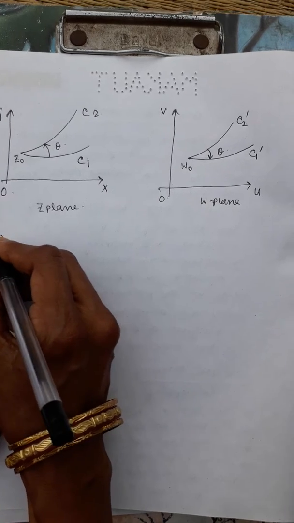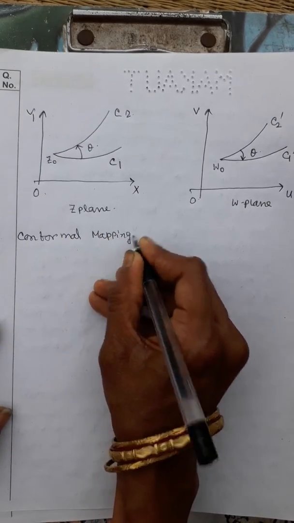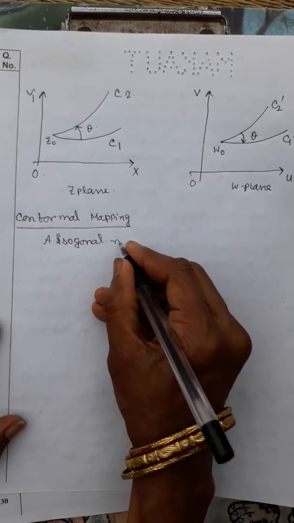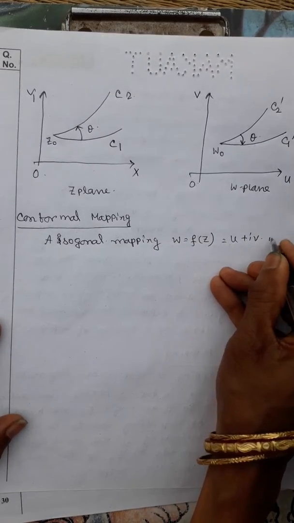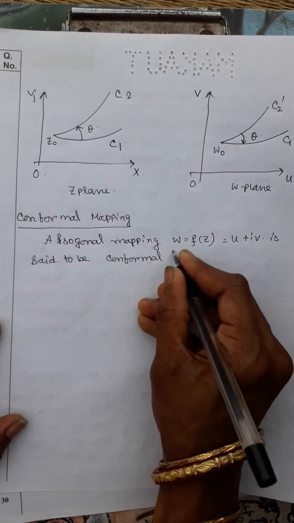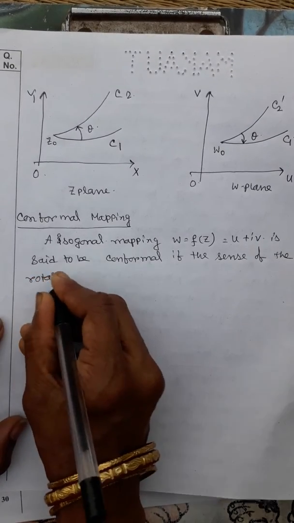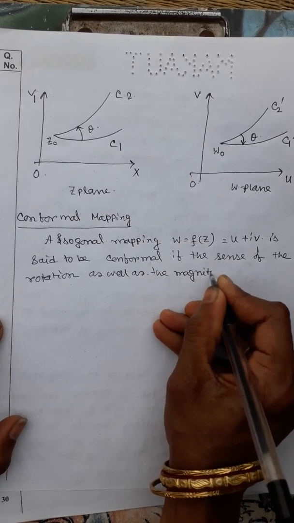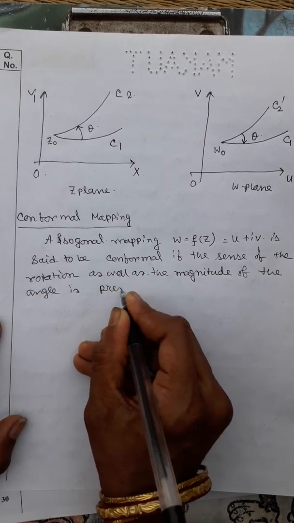Now, conformal mapping. An isogonal mapping w = f(z) = u + iv is said to be conformal if the sense of the rotation as well as the magnitude of the angle is preserved.